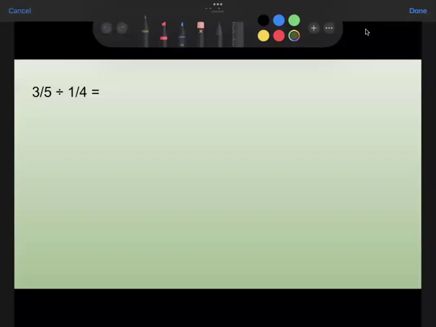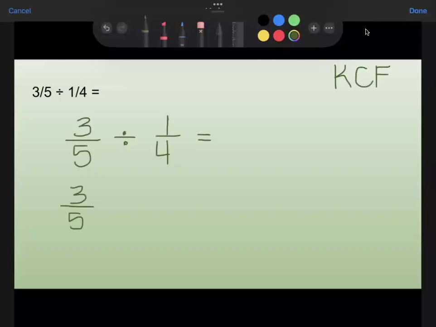Okay, here's our last one for today's video. 3/5 divided by 1/4. Okay, we're going to use keep, change, flip again. So keeping 3/5 the same, changing from division to multiplication, and flipping the second fraction around so that it is 4/1. Then I multiply 3 times 4 and I get 12. And I multiply 5 times 1 and I get 5. So 12/5 is a correct answer.